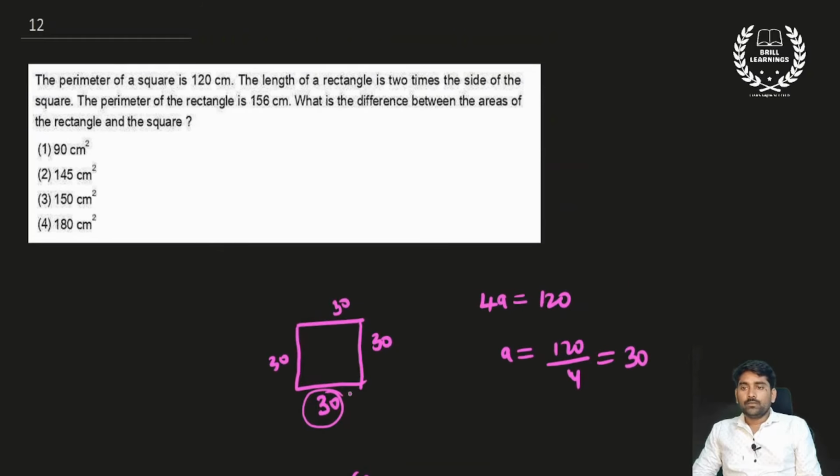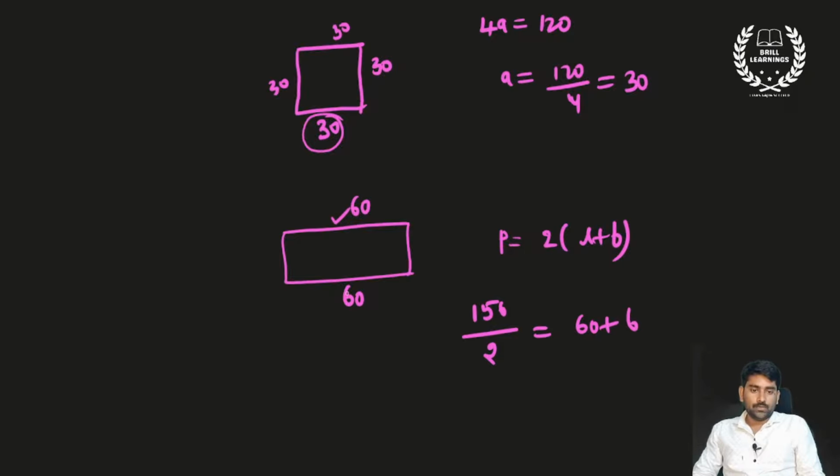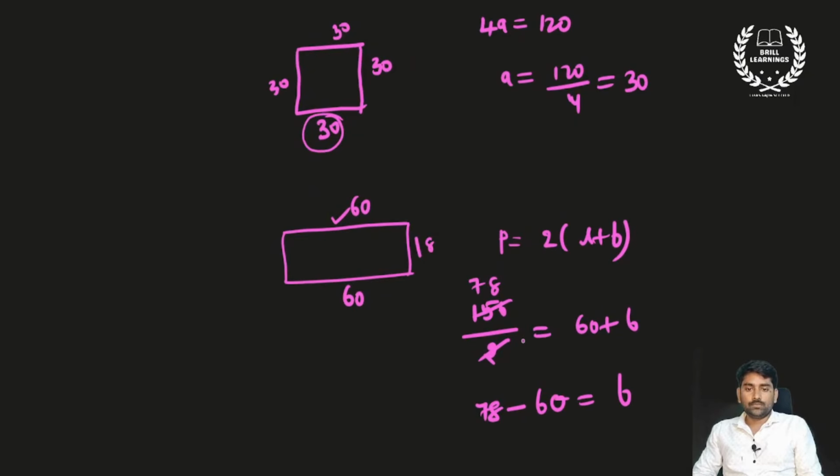And they have given the perimeter of the rectangle also. That means perimeter of the rectangle P equals 2 times length plus breadth. From this you can get the value of breadth. So 156 perimeter by 2 is equal to length, which is 60 here, and breadth we don't know. 2 ones are 2, 2 sevens are 14, 2 8s are 16, so 78 minus 60 is equal to breadth. Breadth is equal to 18 here.